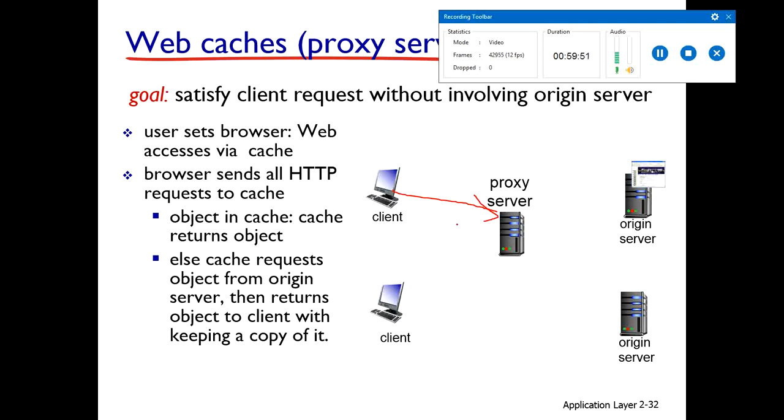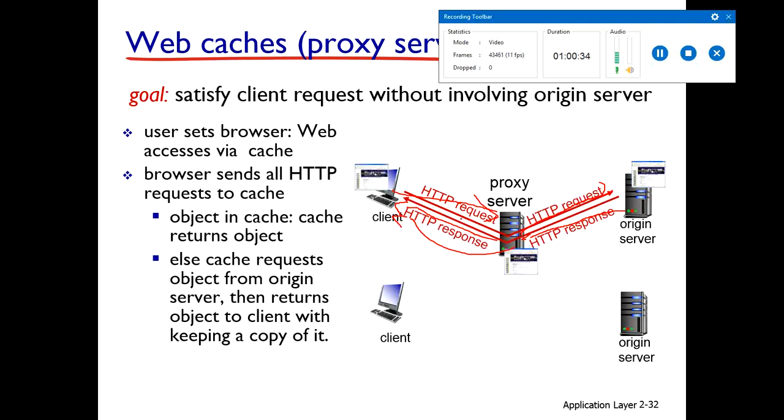Now what this proxy server will do: if that object or web page is present in the proxy server, it will return or load that page on the client's computer. It will return that object to the client. But if that page or object is not present in the cache, the cache will request the original server. The original server will return the object to the proxy server. Now the proxy server will store a copy of that page in its memory and then return that page to the client.